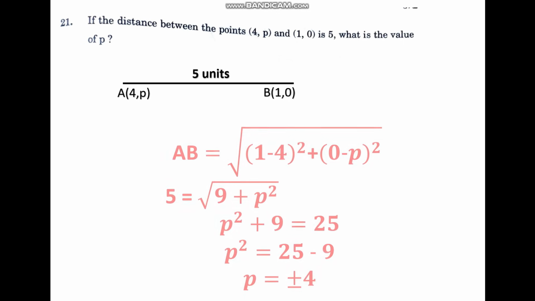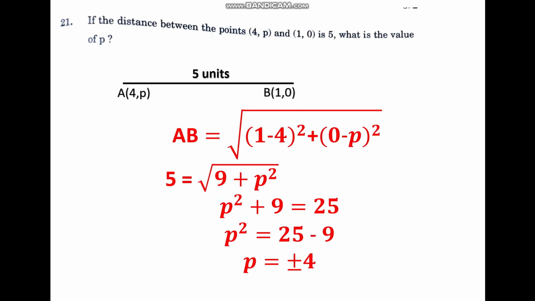Now, the distance between the points (4, p) and (1, 0) is 5. You can see these are the given two points and the distance between them is 5 units. We know the formula: square root of (x2 minus x1) whole square plus (y2 minus y1) whole square. The value of AB is 5. 1 minus 4 is 3, the square of 3 is 9, and minus p whole square is plus p square. Squaring both sides, we get p square plus 9 equals 25, and p square equals 25 minus 9. So p will be square root of 16, and square root of 16 is plus or minus 4.